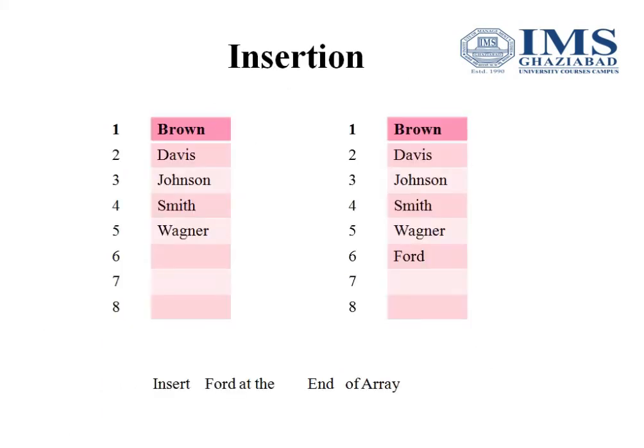So let's take an example of insertion. Suppose this is the array and the size of this array is 8. If you want to insert the name Ford at the end of the array, since we have space available in the array, it is easy. Without making any changes, or without shifting the data, we can add Ford at the end of the array. Earlier the number of elements present in the array was 5. Now the number of elements present in the array is 6.